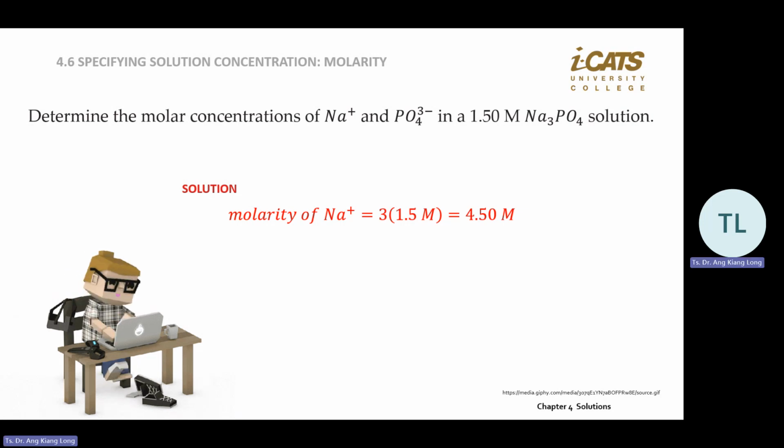But of course, ionic NaCl, positive, negative. You have 1 mole Na positive, 1 mole Cl negative. Here, it gives you Na3PO4. It asks you Na positive. How many Na positive? 3. That's why you multiply 3 here. It asks you PO4 3 negative. How many PO4? 1. So, how many mole of PO4 3 negative?